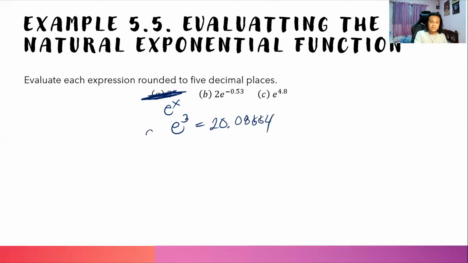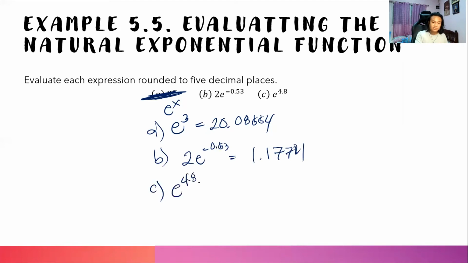20.0855. This is letter A. Letter B, 2e to the negative 0.53, is around 1.177. Then just put this in your calculator, 4.8 to the 4.8, and you get 121.851042. Pardon my handwriting. That's how you can evaluate the natural exponential function, just put it in your calculator.